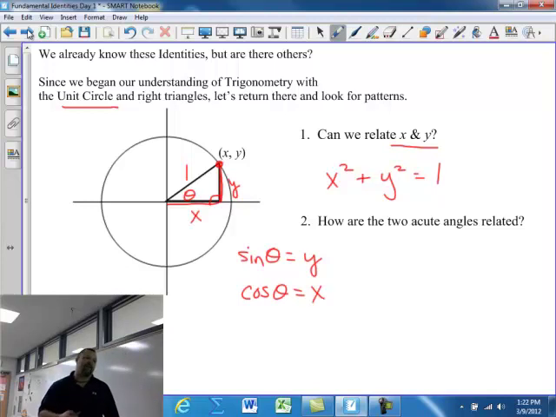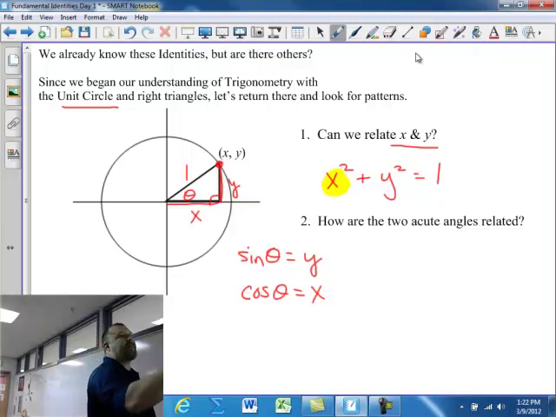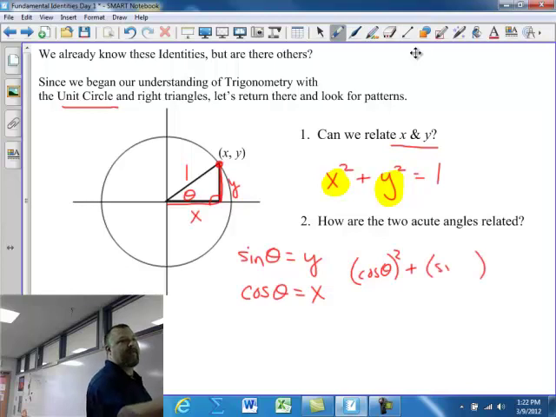And so if sine is y and cosine is x, all we're going to do is take these things and plug them into our equation of the Pythagorean theorem. Gotcha. So that would be sine squared? No, so cosine squared. The first one is x squared, so that's cosine of theta squared plus sine of theta squared, and it equals 1.